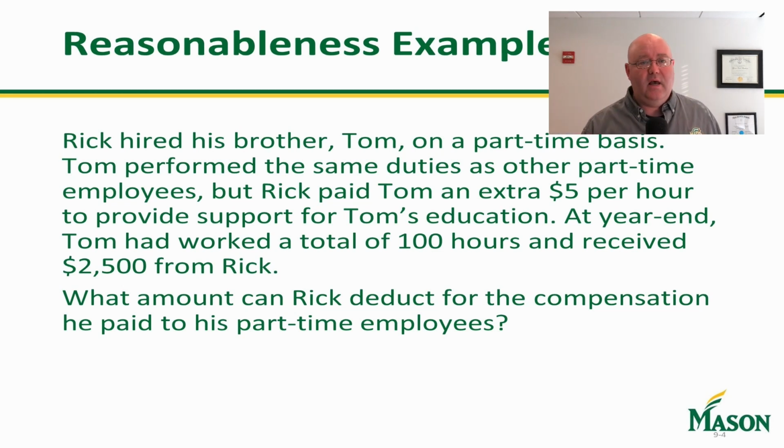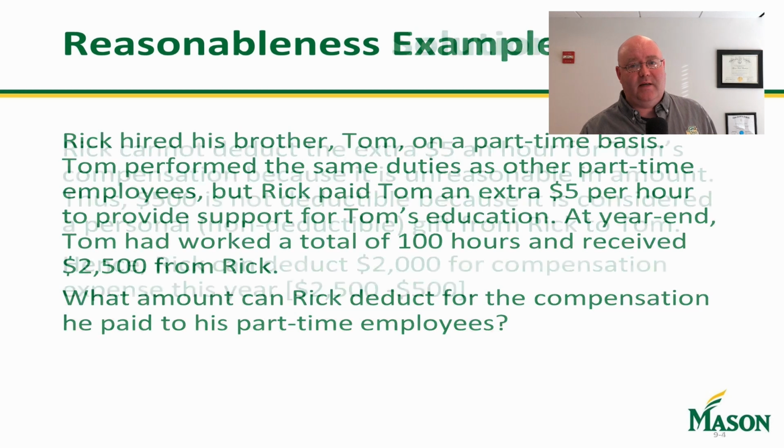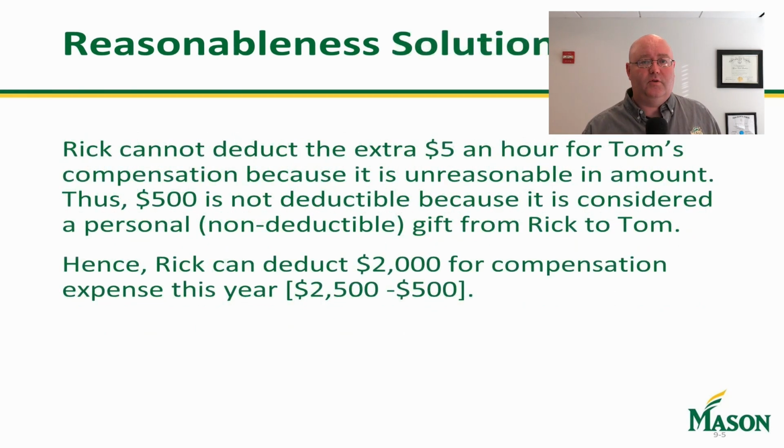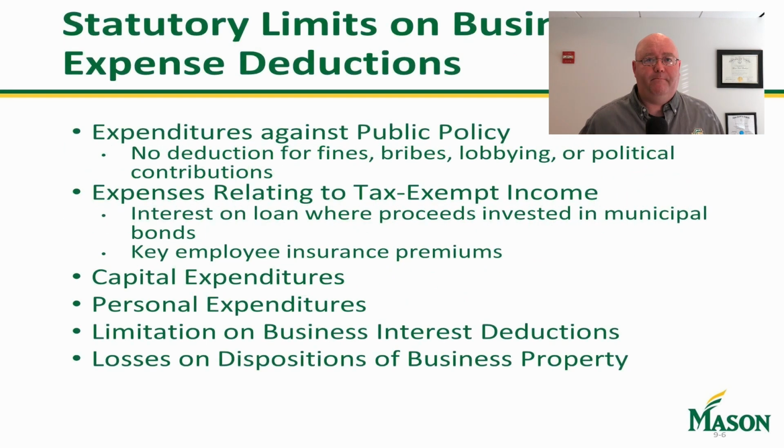Okay, so that's, and again, a lot of that's going to be facts and circumstance, and it's going to be dependent upon the story that you're able to tell as a result of that. Now, there are some statutory limits on business expenses. So, for example, where we talk about expenditures against public policy, that's where you've got no deductions for fines, bribes, lobbying, political contributions. Most of that kind of makes sense.